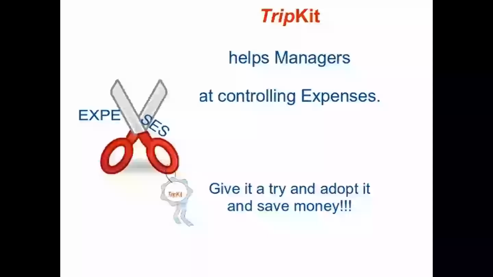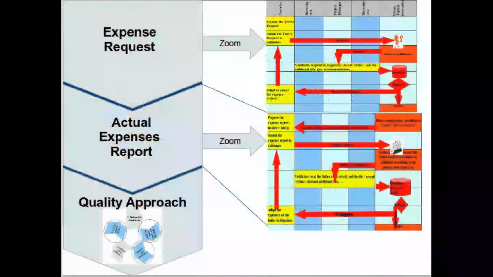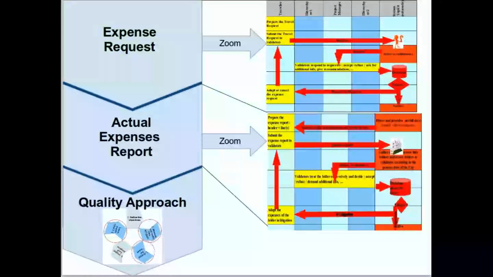In this 5 minutes video, I'm gonna show you how TripKit can be used by managers and itinerant staff to control the expenses without paper, without mail, or transfer of Excel files. TripKit covers 3 types of activities coping with expenses: the expense request, the actual expense report, and the quality control concerning the way expenses are managed.